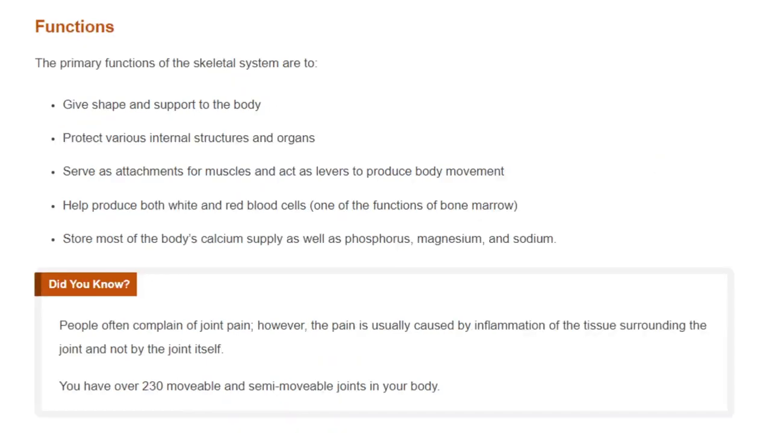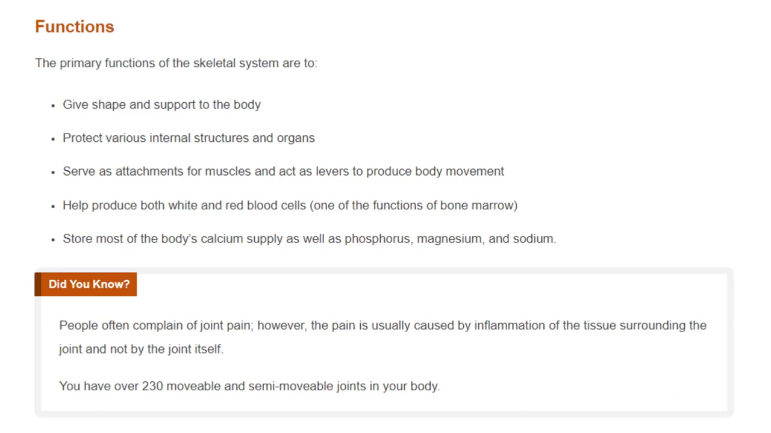Functions. The primary functions of the skeletal system are to give shape and support to the body, protect various internal structures and organs, serve as attachments for muscles and act as levers to produce body movement, help produce both white and red blood cells, one of the functions of bone marrow, and store most of the body's calcium supply as well as phosphorus, magnesium, and sodium.